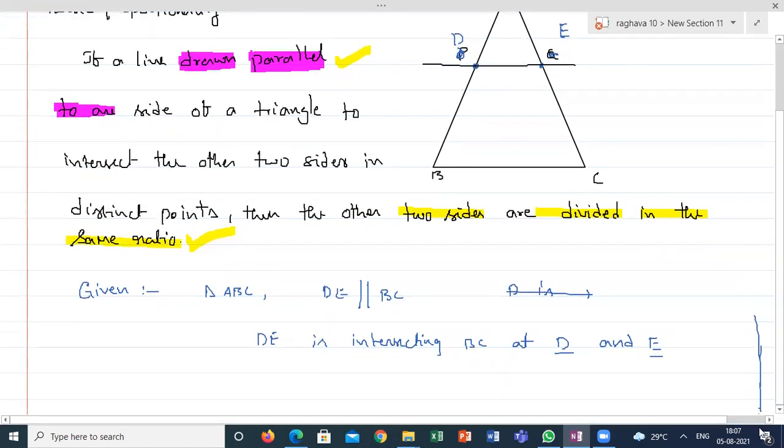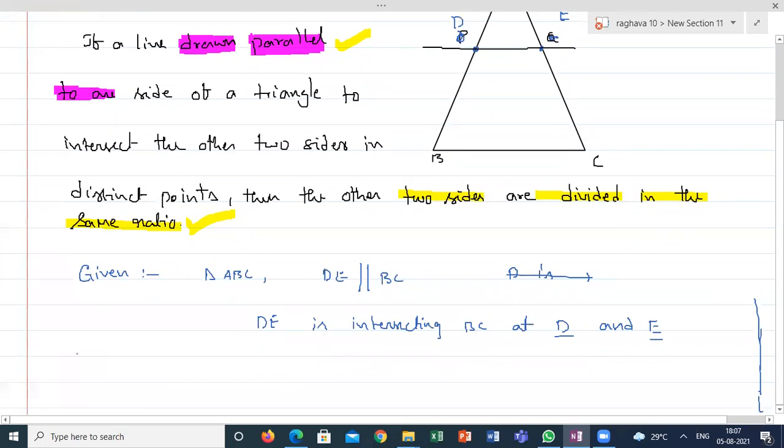This is given. So what do I have to prove? For proving, you have to write a statement. Convert this English statement into a mathematical statement.